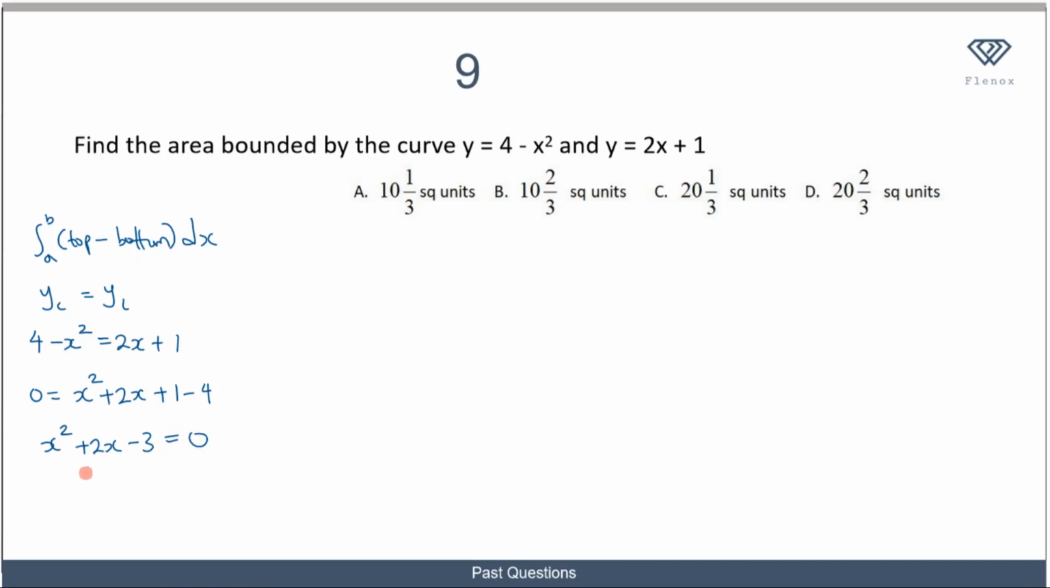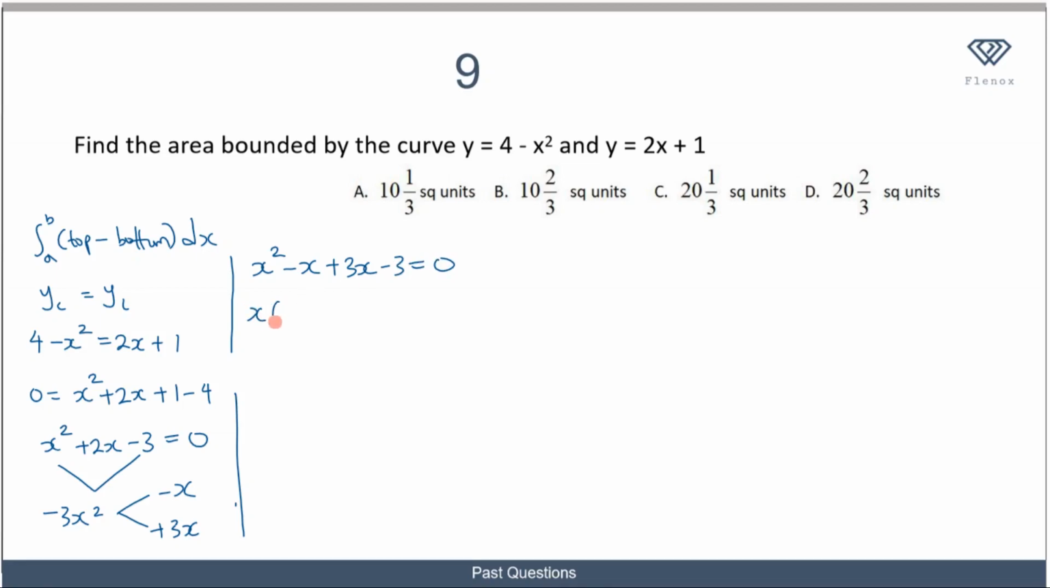So I can try to factorize this. When I factorize, I have minus 3x. So when I multiply the first and last term, what two terms will I add together to get this? I have minus x and plus 3x. So if I represent plus 2x with this, I will see quickly that I have x squared minus x plus 3x minus 3 is equal to 0. So x is common here, and I have x minus 1, and plus 3 is common, to have x minus 1 is equal to 0.